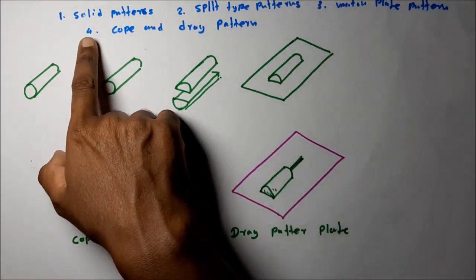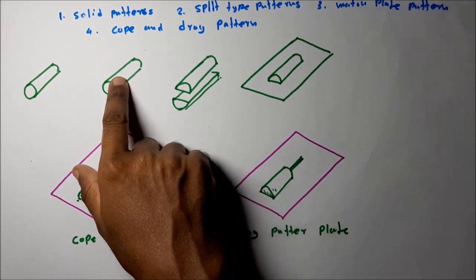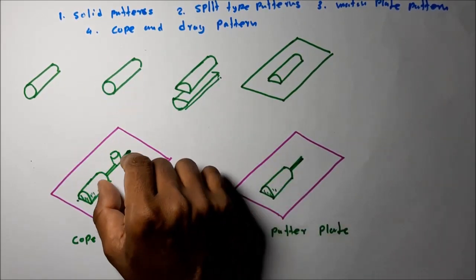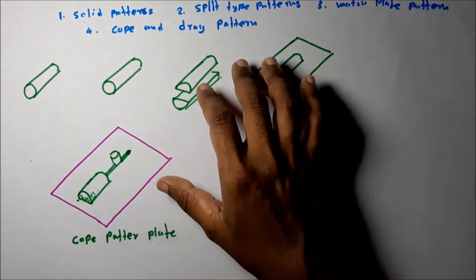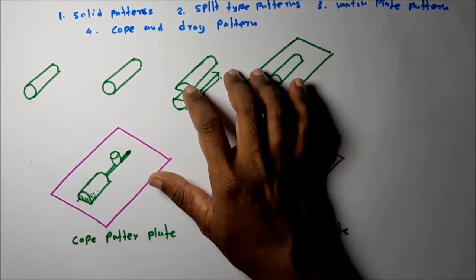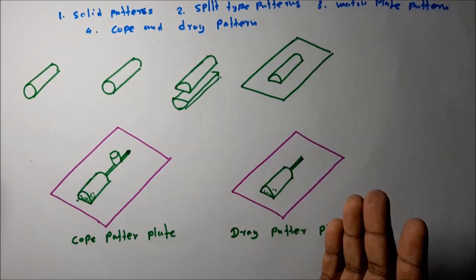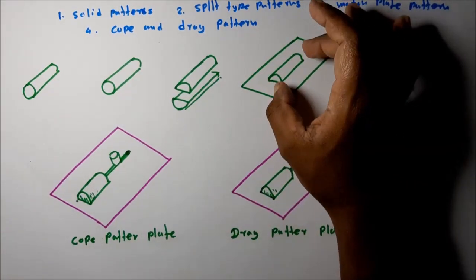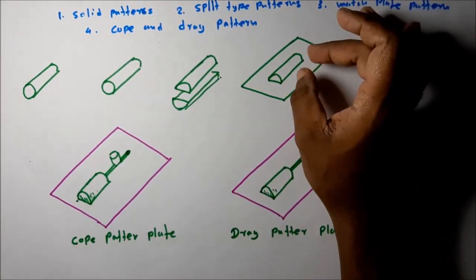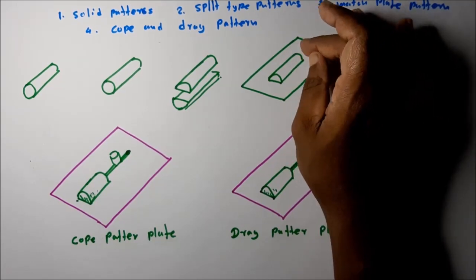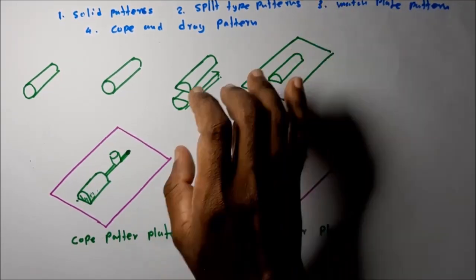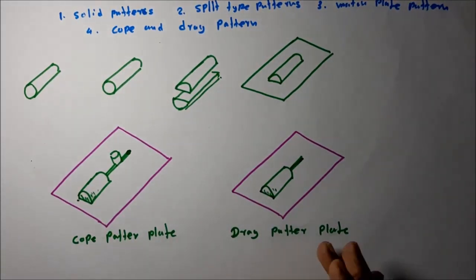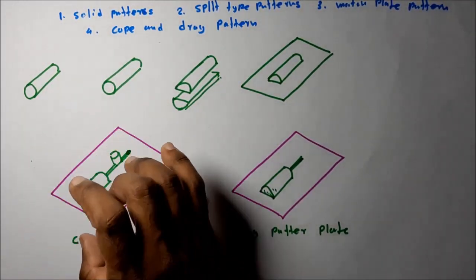First, when using the solid pattern, what happens? To create the runner system and the risers, we have to use separate patterns. The split type patterns are the same: the cope and drag patterns are made separately, then meshed with each other to create the total cavity area. The mesh plate one is also the same. When using these, we have to create the runner system and risers separately. But when using the cope and drag pattern, everything is included in this pattern plate.